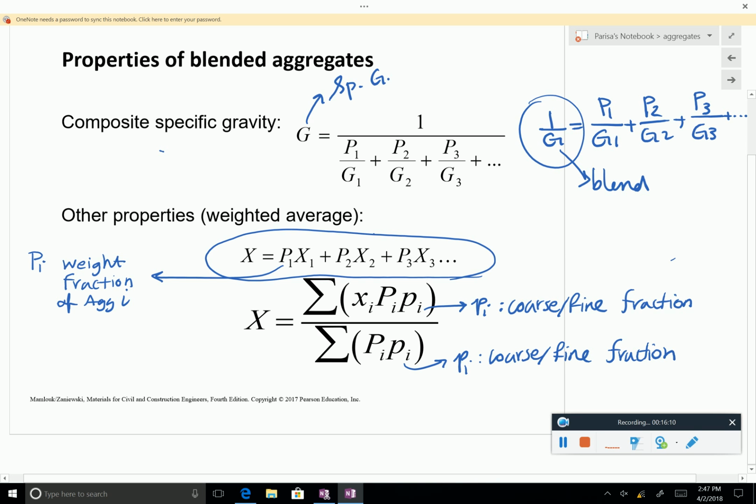Let's do a small example. Look at the example on the next slide if you are done writing here.